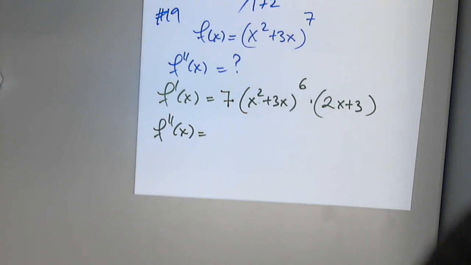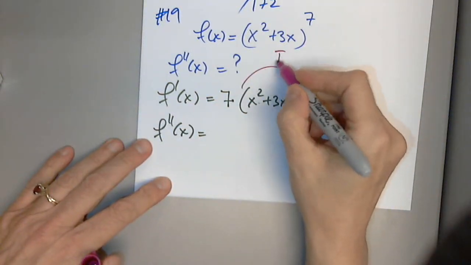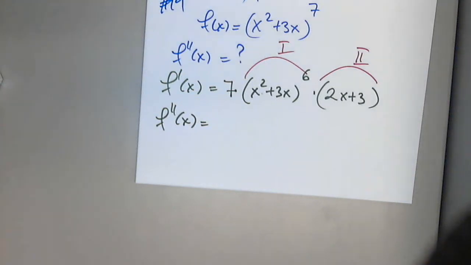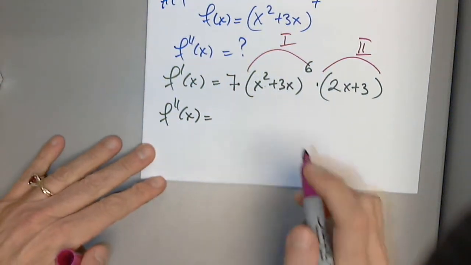Well, of course, the second derivative will be a mess. Can anyone tell us why I claimed that the second derivative will be a mess and not the 7? The 7 will wait for us. Because this is one function multiplied by this function, we cannot distribute them. So now we have to use the product rule. This as the first and this as the second. 7 will patiently wait.